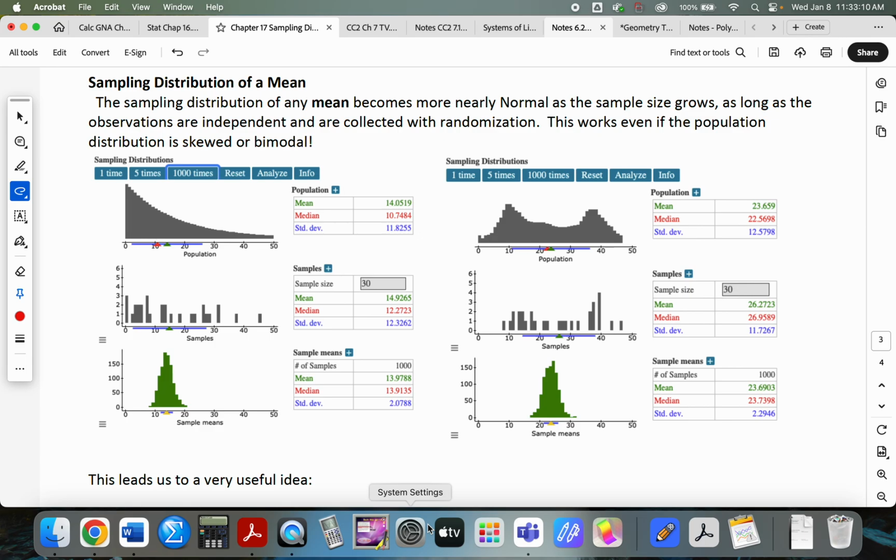Okay? So when you take the sample means, you're like, oh well, if I'm taking a sample of size 30 and I do that often enough, this starts to look like a normal graph. It also turns out to work even if your original population is bimodal.